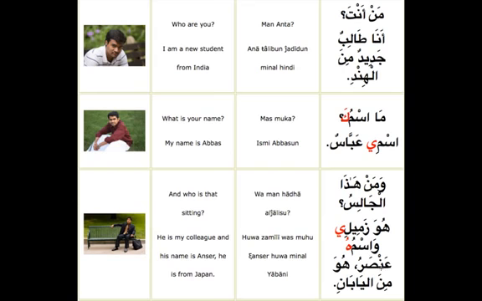Wasmuhu Ansaru. You'll see Ansaru. See single dhamma here. It's a diptote, and we'll see that a diptote doesn't take kasra. It's called mamnu' min as-sarf. It's prohibited to take kasra. Huwa min al-Yaban. He is from Japan. Huwa zamili. He is my colleague. Wasmuhu Ansaru. Huwa min al-Yaban.